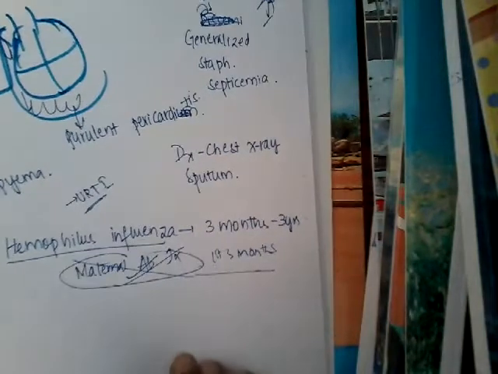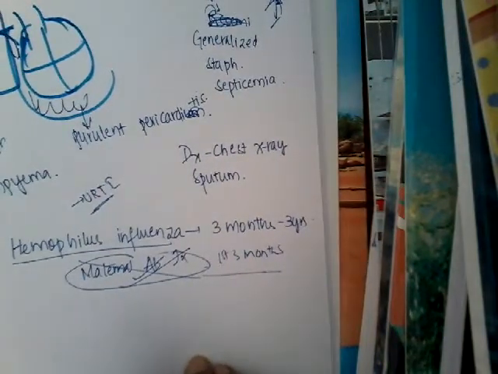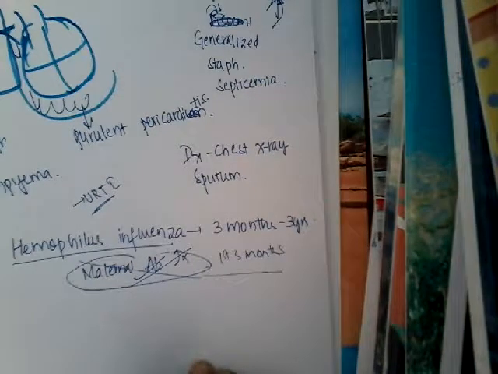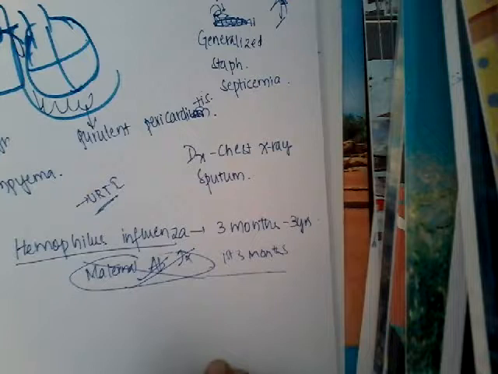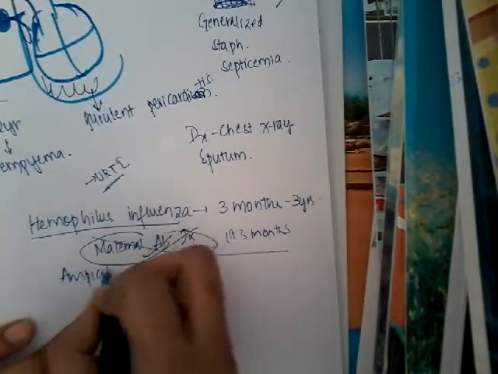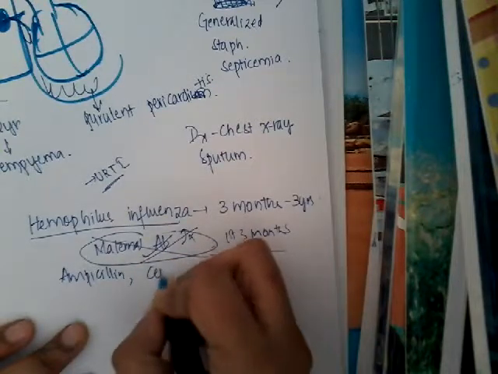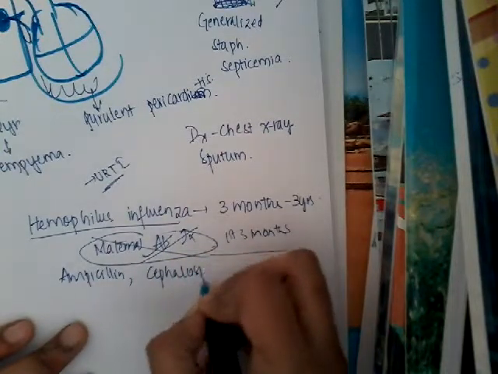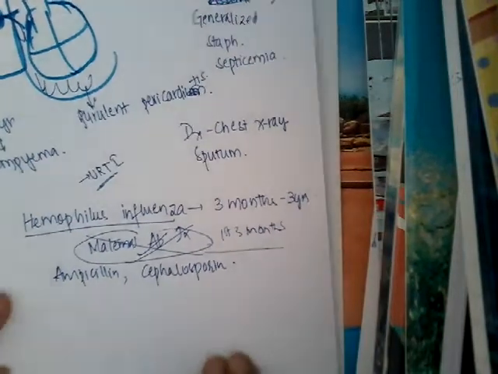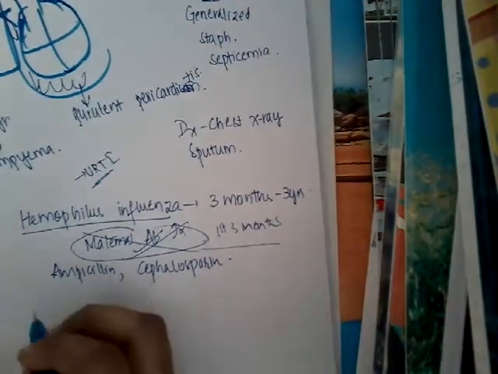Now, the complications: it also causes pericarditis, empyema or meningitis. It can cause other complications. The main treatment of Haemophilus influenzae is that we use either ampicillin or cephalosporins. So it has all the generalized normal symptoms like chest pain and cough, which we will discuss in a few minutes.